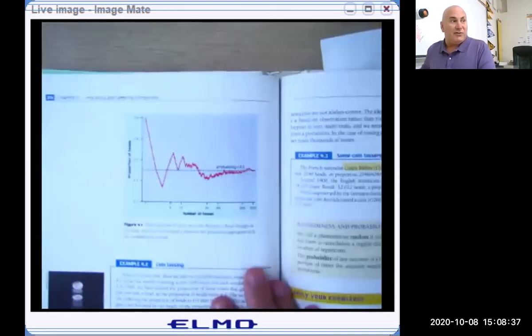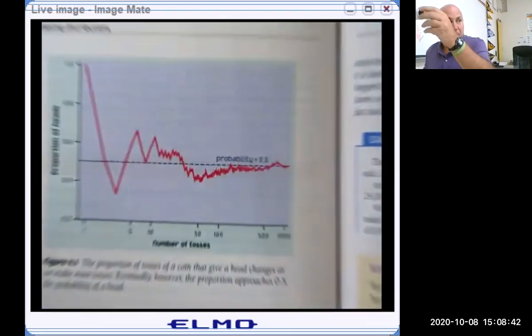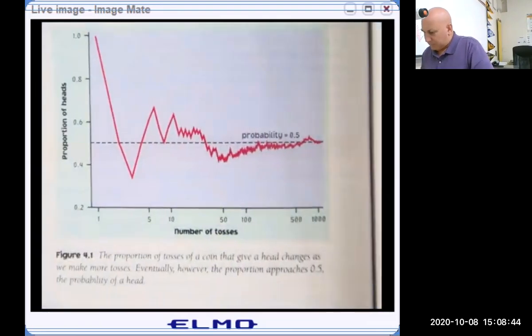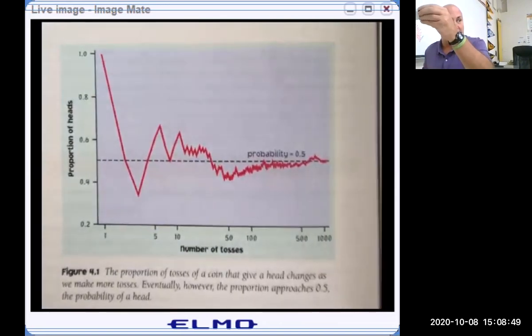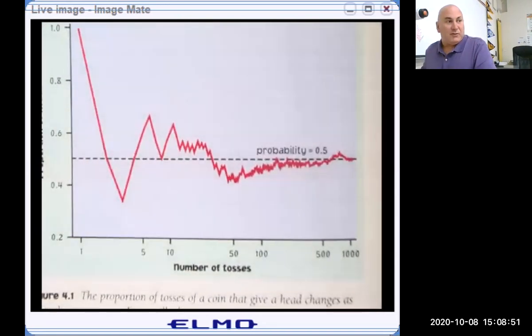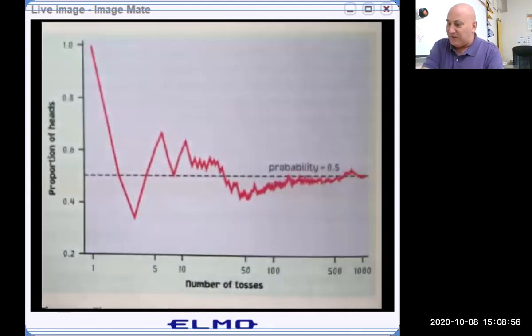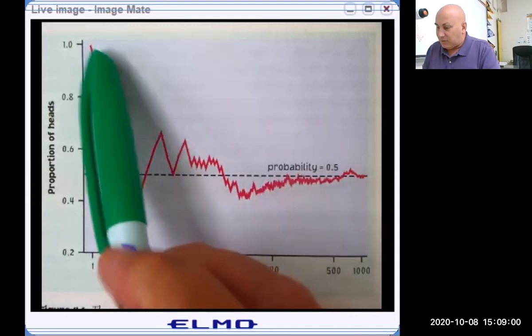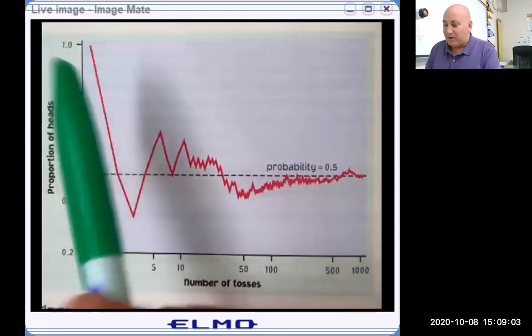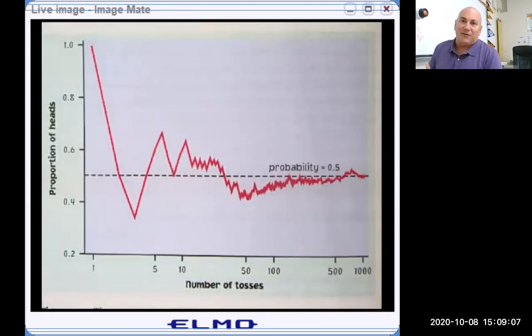So I'd like to show you this chart. This comes from my old textbook. This was flipping a coin, and we're recording the proportion of heads. So on one flip, we obviously got heads. So the experimental probability was 1 or 100%. Now we know the probability of flipping heads is 50%.